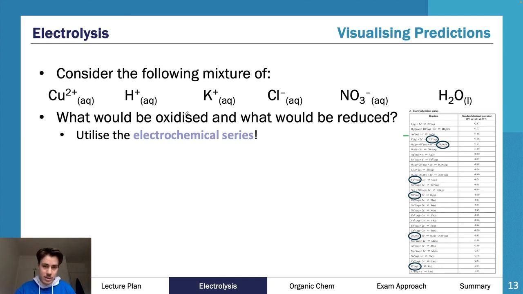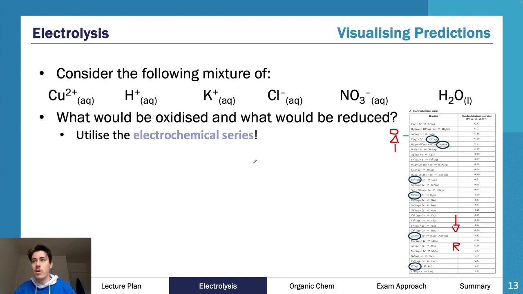Well, let's utilize the electrochemical series. You need to start highlighting what we've got. So if you highlight what we've got, all of these things on the left and all of these on the right. Now, remember what I said before, that the strongest reductants are on the right, so R and R, and they're at the bottom. The strongest oxidants are on the left, and they're at the top. So reductants on the right, oxidants on the left.